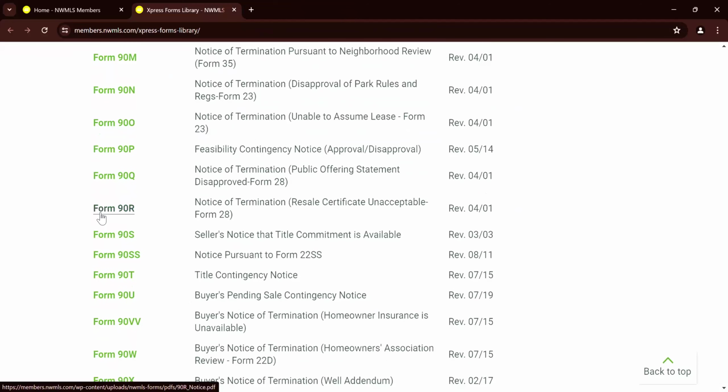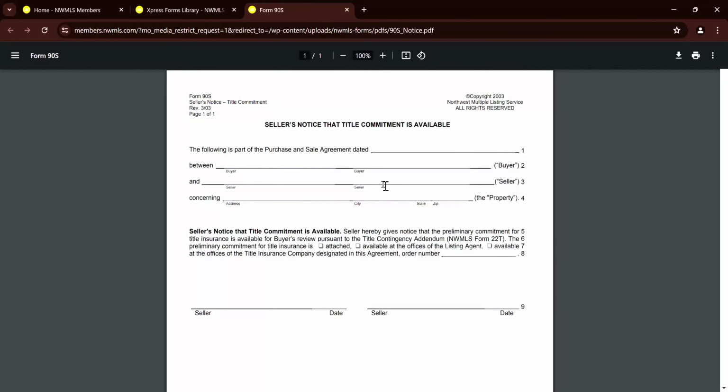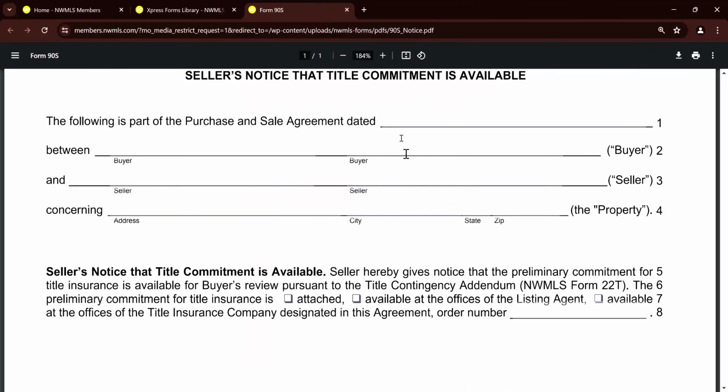Okay, 90R is the resale certificate. Oh, no, that's the one we just said. 90S is the seller's notice that title commitment is available. So once they've done the full title commitment, they can send this over. Seller's notice that the title commitment is available.